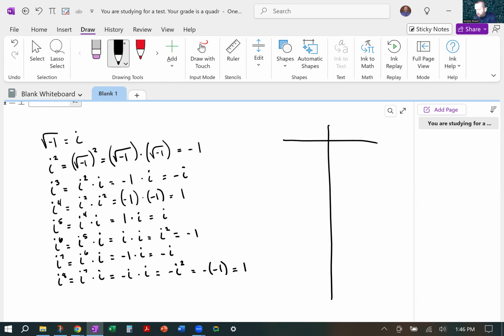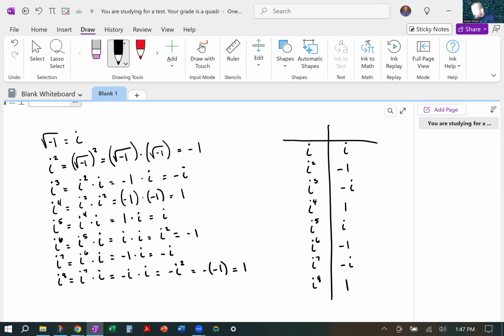So our first one is just I. So I'm just going to say I is equal to I. Our second one, I squared is equal to -1. I cubed is -I. I to the 4th is 1. I to the 5th is I. I to the 6th is -1. I to the seventh is negative I, and I to the eighth is 1.